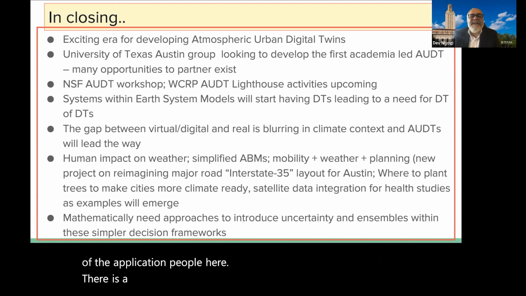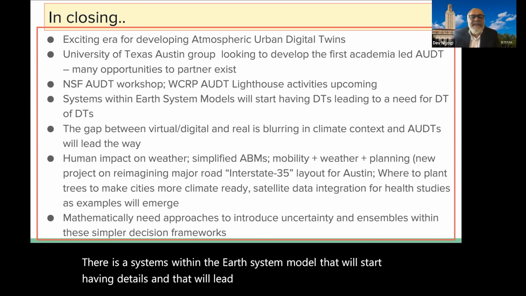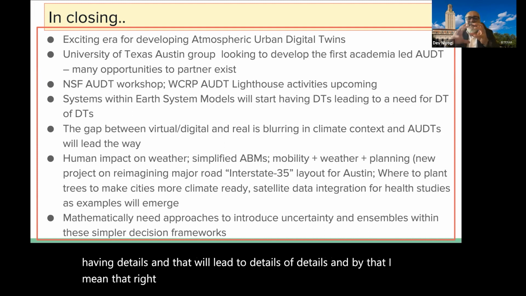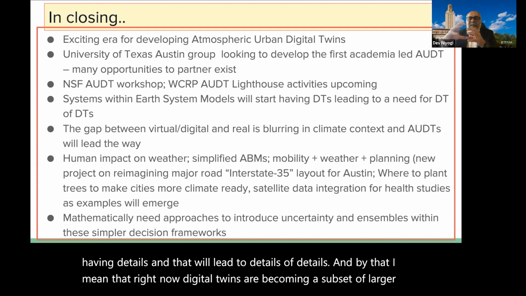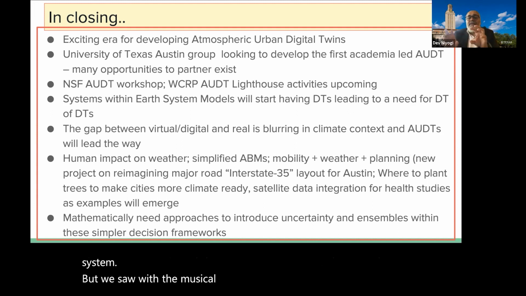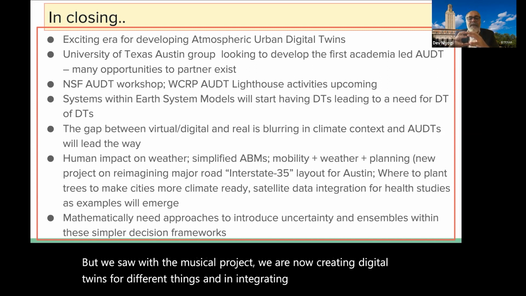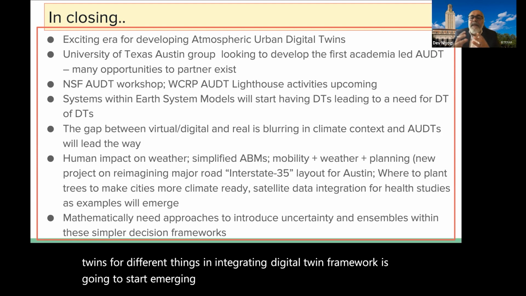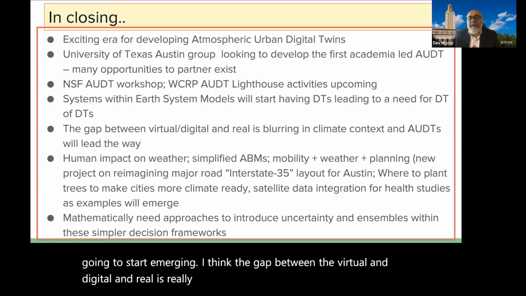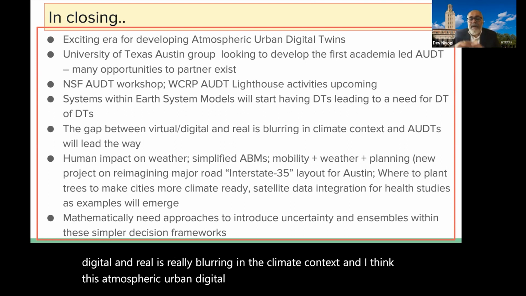There is a systems within the Earth system model that will start having DTs, and that will lead to DTs of DTs. And by that, I mean that right now, digital twins are becoming a subset of larger system. But like we saw with the musical project, we are now creating digital twins for different things. And an integrating digital twin framework is going to start emerging. I think the gap between the virtual and digital and real is really blurring in the climate context. And I think this atmospheric urban digital twins framework is really leading a way in tying these things together.